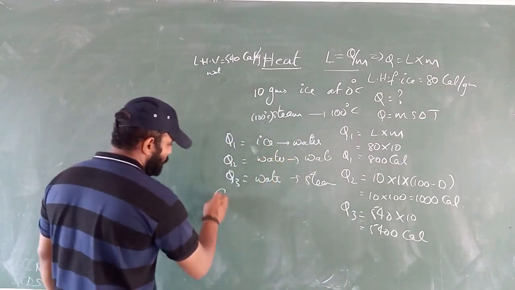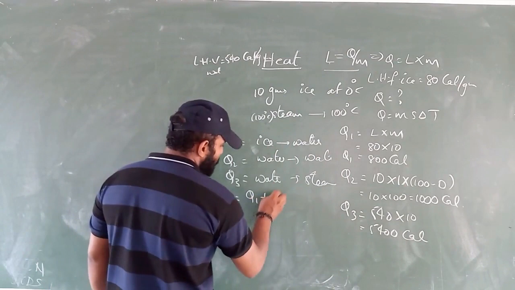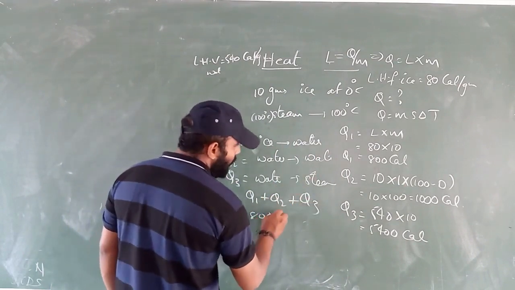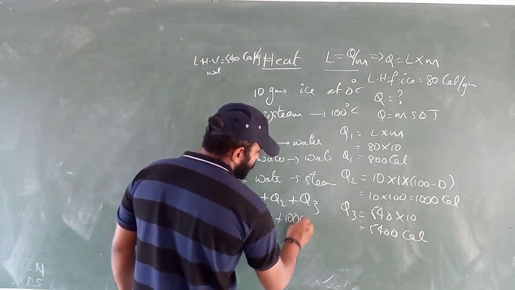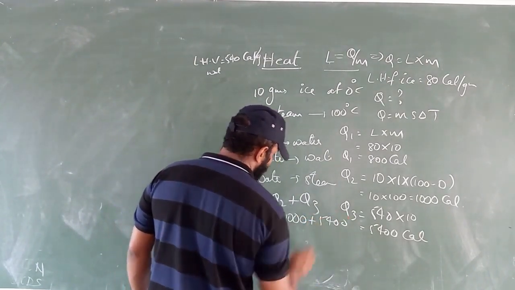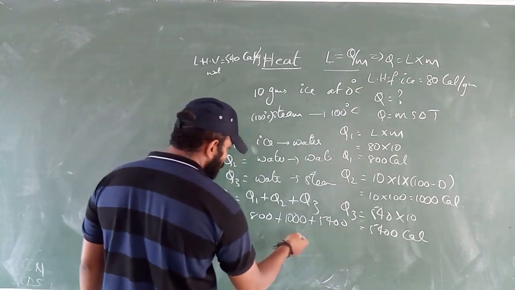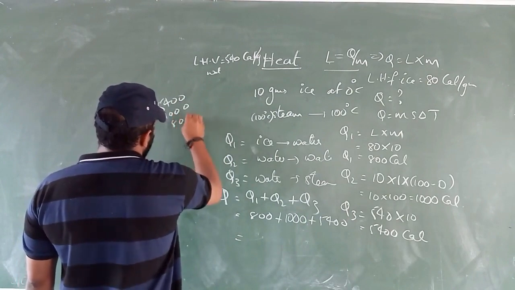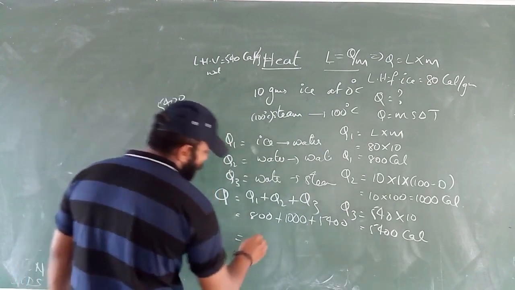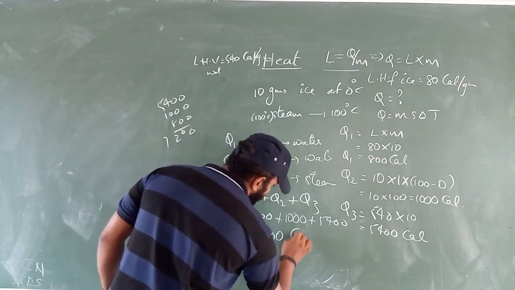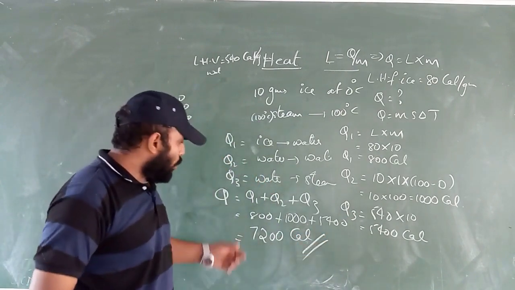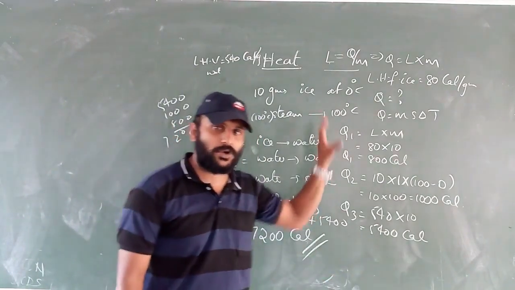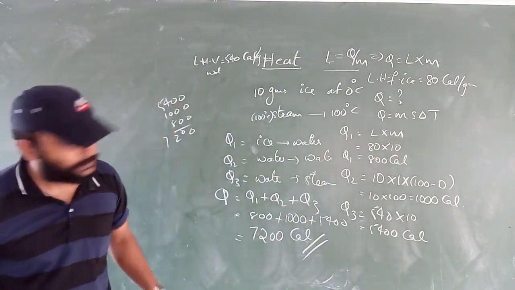You add all the values. Therefore, Q total is equal to what? Q1 plus Q2 plus Q3. How much will you get? 800 plus 1000 plus 5400. What will be the answer? It is 7200 calories. So here the total amount of heat energy required is 7200 calories. I think everyone understood this problem. Let's go for the next problem.